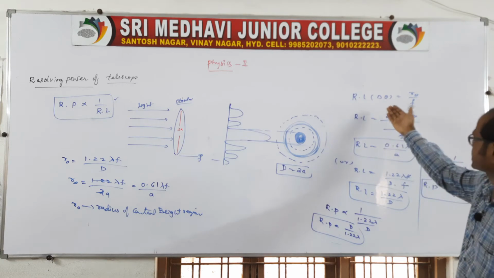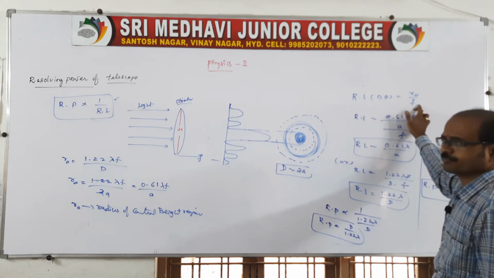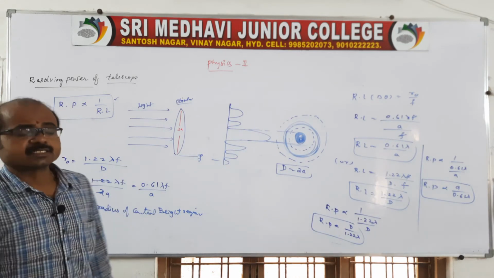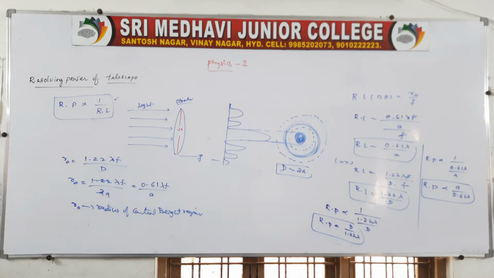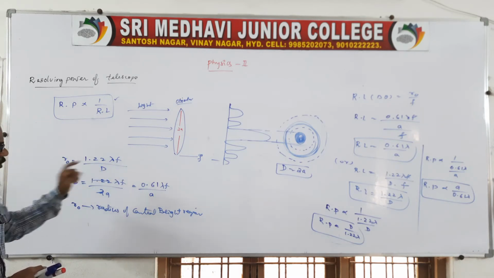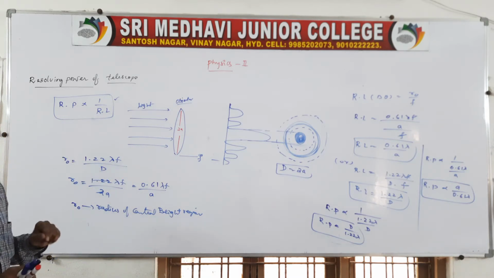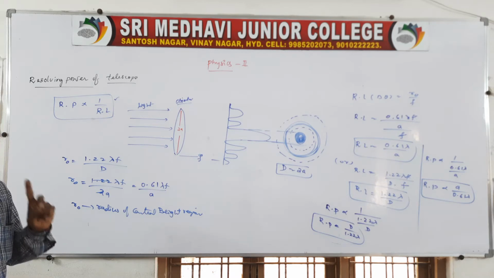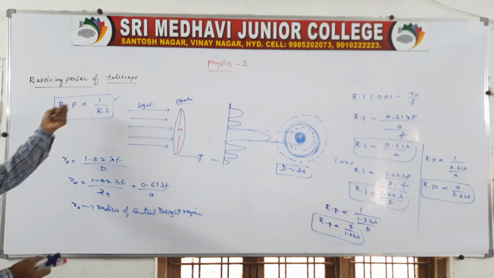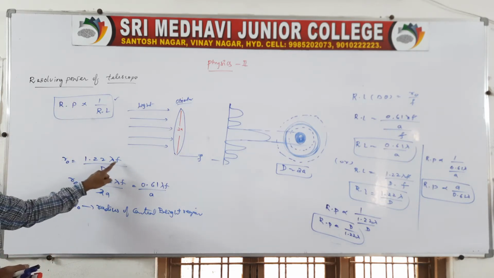The resolving limit is delta theta equal to r naught by f. In this r naught by f, we should know r naught. R naught is the central bright region of the diffraction pattern. In that diffraction pattern, r naught is equal to 1.22 lambda f by d. In the previous class I told you this, because it is an arc length, or an arc of our eye. The diameter of the eye is 2 mm, the iris. By using all that information, r naught will be 1.22 lambda f by d.